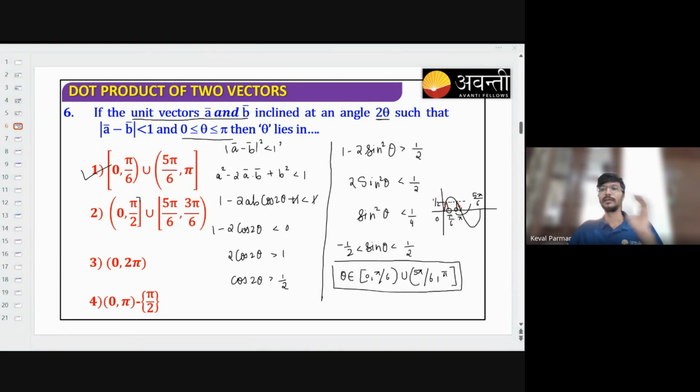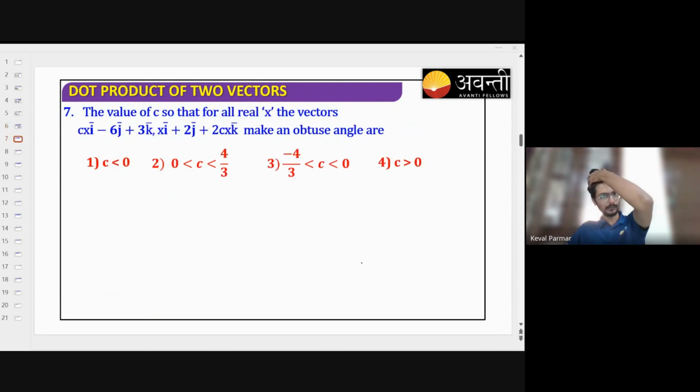I hope you understood. This is a mixture of questions based on vectors, inequalities, and trigonometry. So three chapters you need to know for this question to be solvable. Let's see the next question.